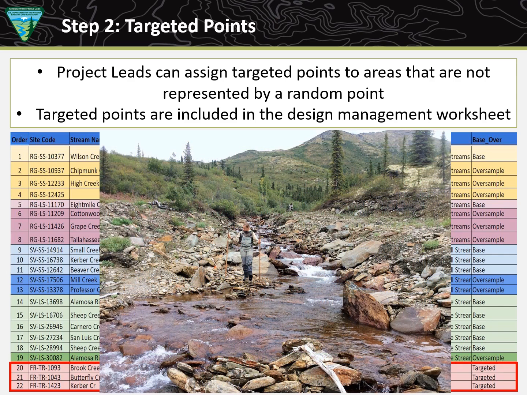For example, a project lead may want to assign a targeted point to a stream in their field office that has been altered by past mining activity and will undergo restoration work. This will allow for the project lead to get data for the stream before the restoration work is done, and can therefore be compared to data that is collected after the work is done in repeat sampling efforts.